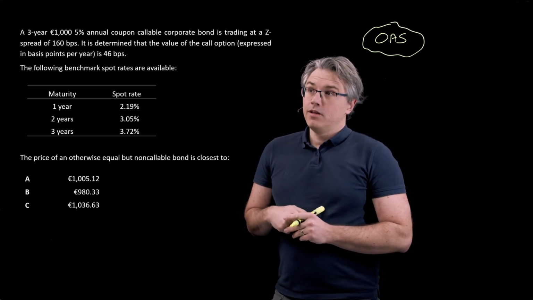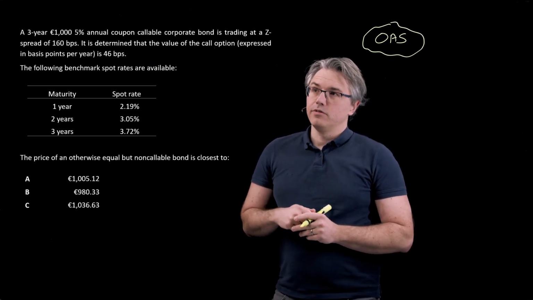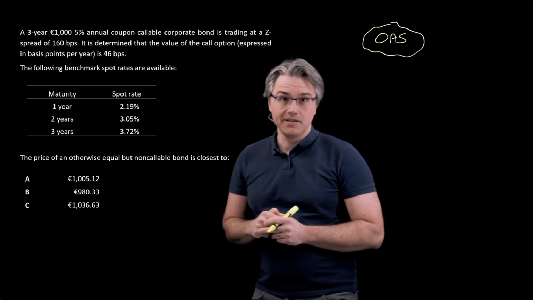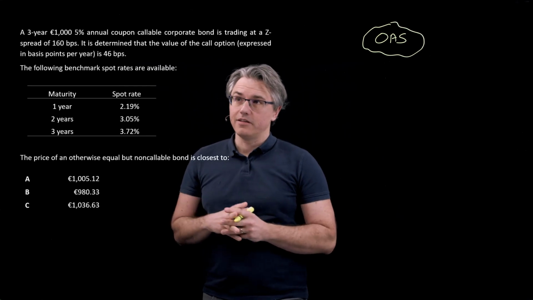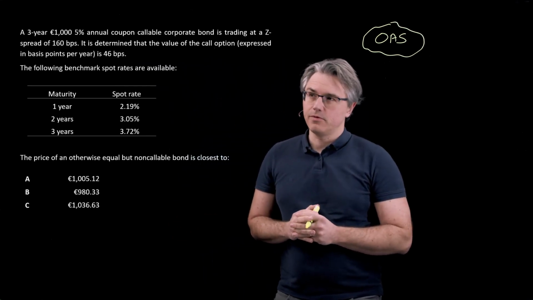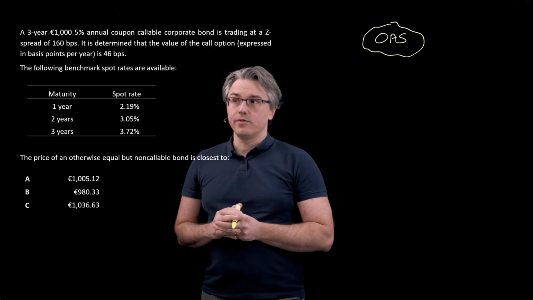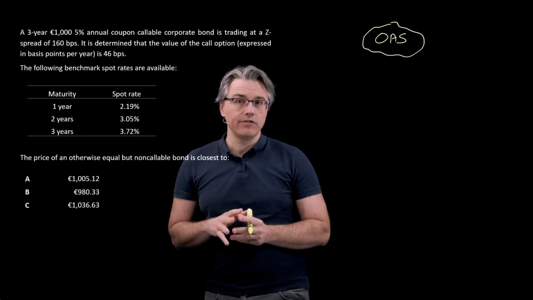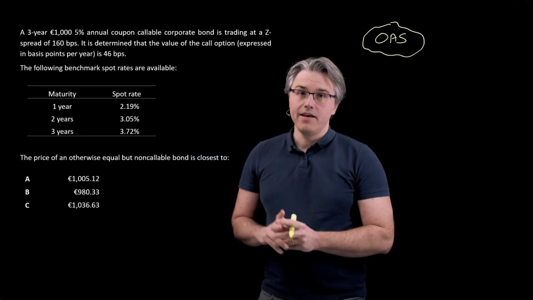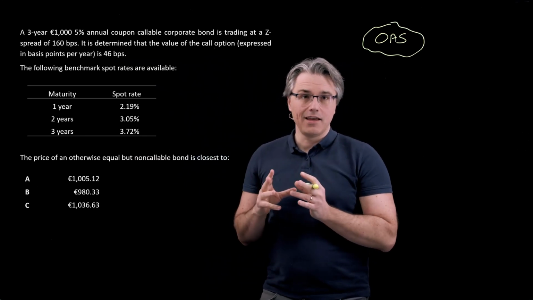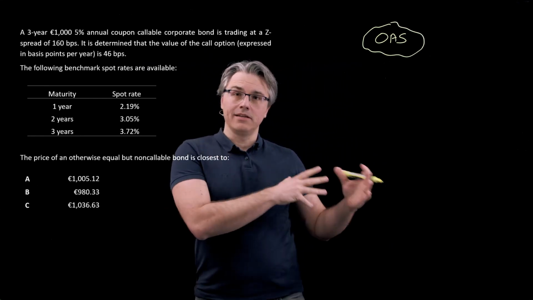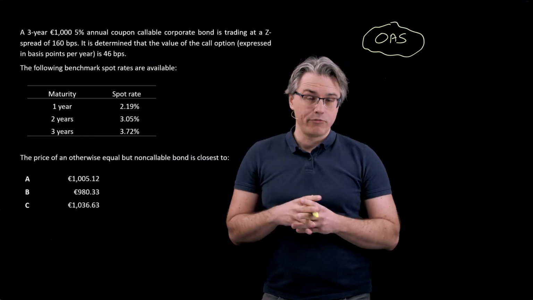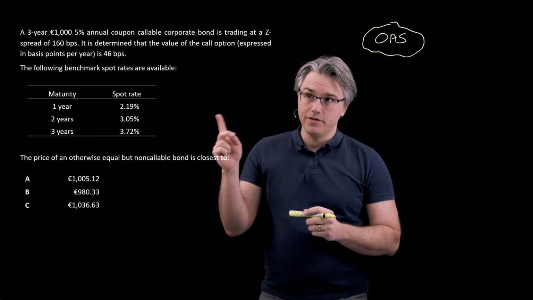A 3-year, €1,000, 5% annual coupon callable corporate bond is trading at a Z spread of 160 basis points. It is determined that the value of the call option expressed in basis points per year is 46 basis points, and the following benchmark spot rates are available. And we've got a set of 3 spot rates. Now, this scenario is exactly the same as the one that I used in a previous video where we used the Z spread to compute the value of this callable bond.